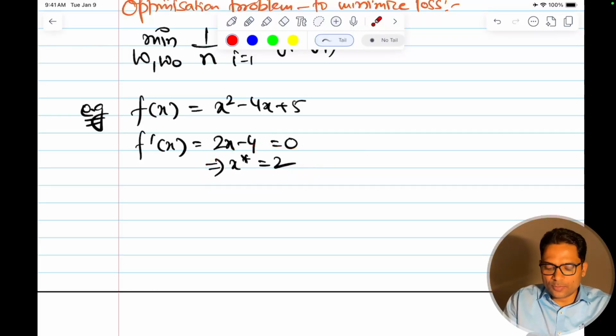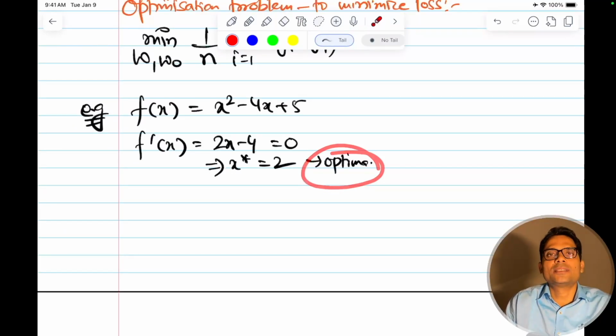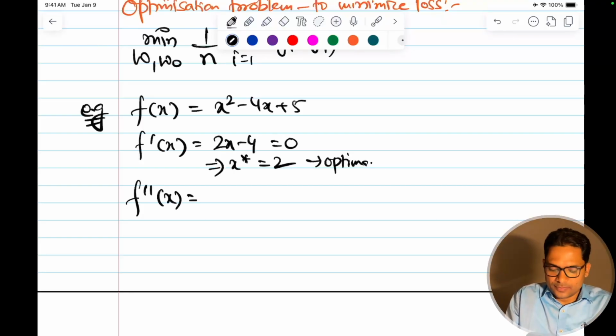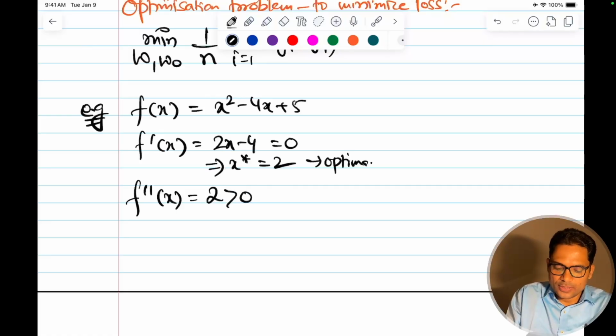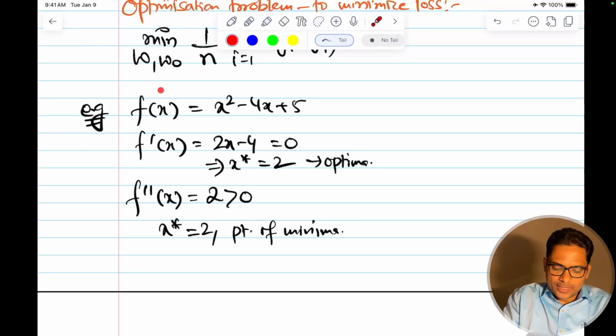x star will be equal to 2. This is the point of optima. It can be either maxima or minima. And how do we test that? We take the second derivative. The first derivative is 2x minus 4, so the second derivative is just 2, which is greater than 0. This means that x star equal to 2 is a point of minima. Here the function will be minimum. f of x will be minimum at this point.